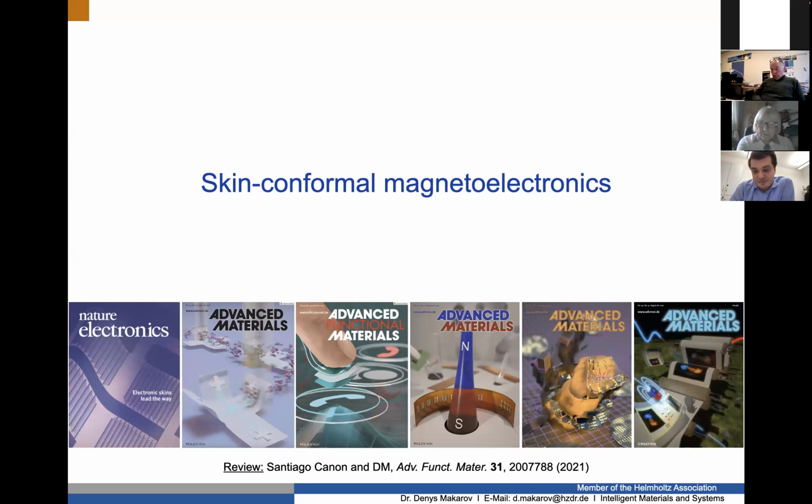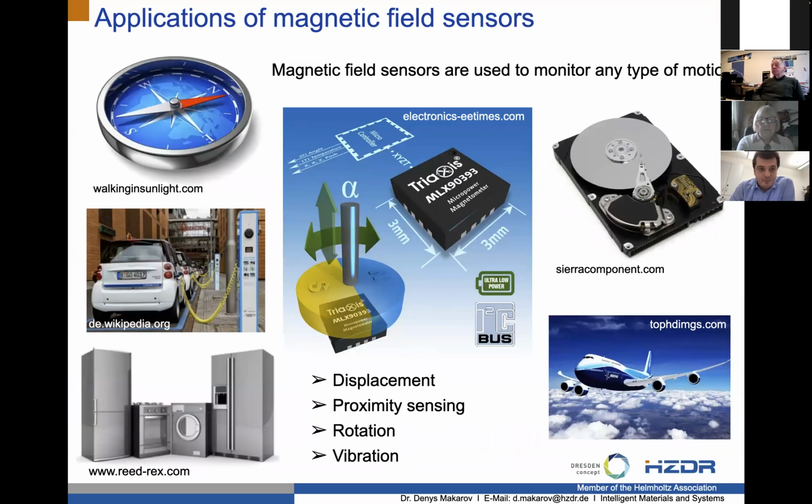a theoretical physicist. Yeah, so a couple of words: applications of magnetic field sensors, magnetic materials, very broad, right? Permanent magnets, electronic compasses in smartphones, hard disk drives, basically switches in fridges or coffee machines. So all of these are magnetic field sensors.